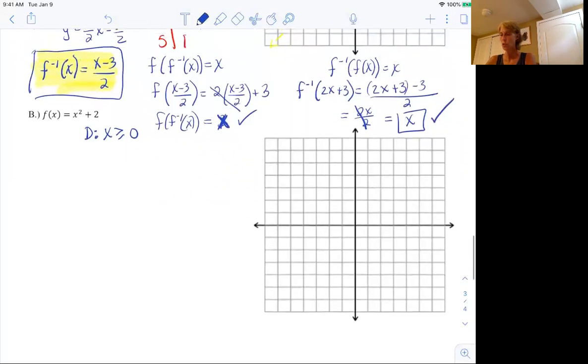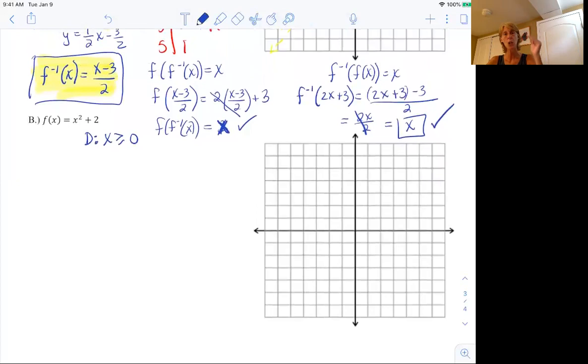So now with this restricted domain, we're going to move through our steps. The first thing we want to do is graph it. If I'm graphing f, I'm going to set up a table. I'm going to pick a couple of numbers bigger than 0. Let's take 0, 1, and 2. I'm going to evaluate them in f of x. 0 gives 2, 1 squared plus 2 is 3, 2 squared plus 2 is 6. Plot them.